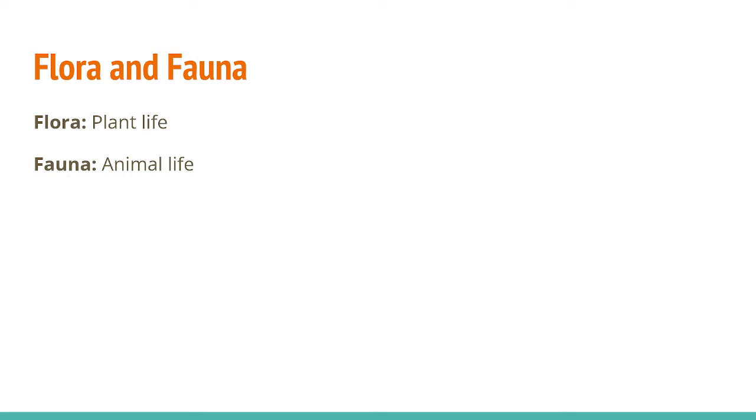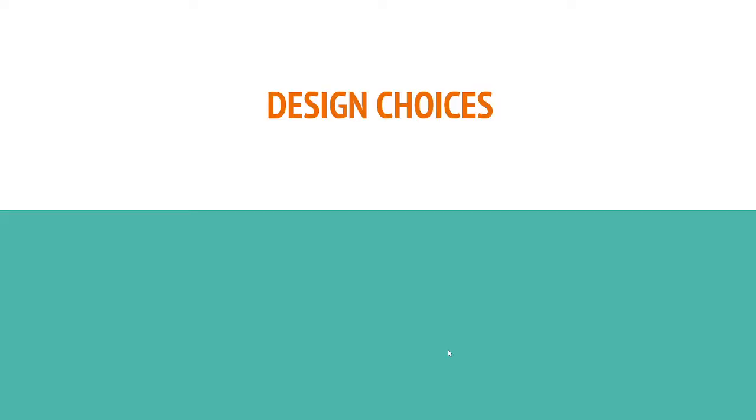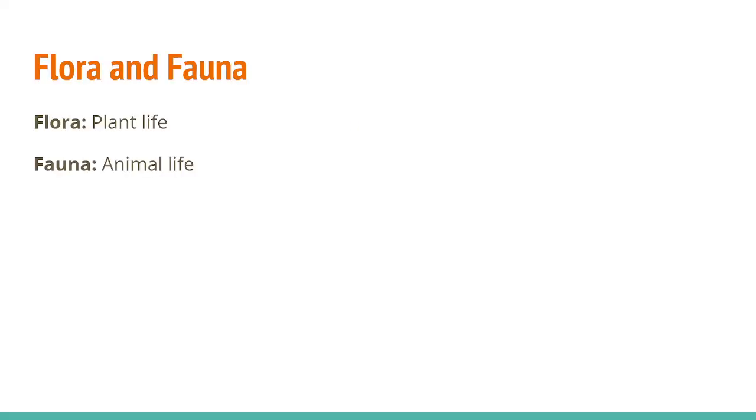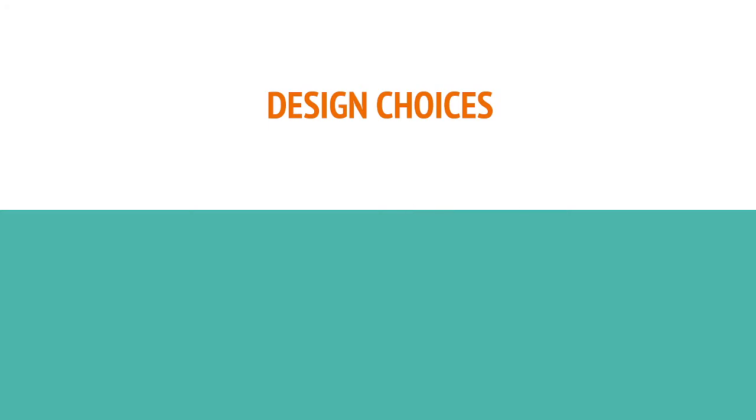Now, when we design our stuff for the world, we have some design choices that we can make. So what I mean is, when we want to design a world, we have to fill it with plants and animals. And what kind of plants and animals are we going to use? We have to decide on that. So we have certain design choices to make, and we have certain paths to take.